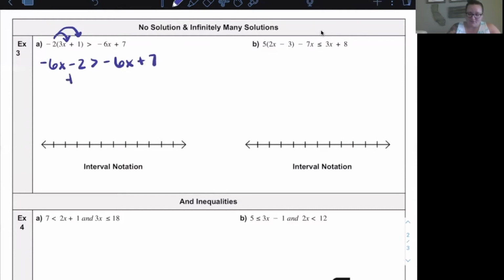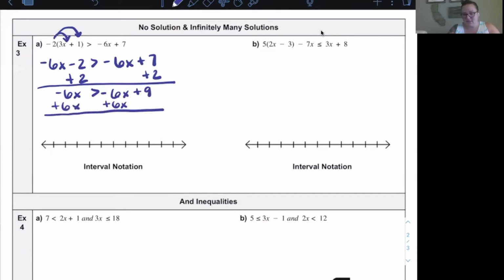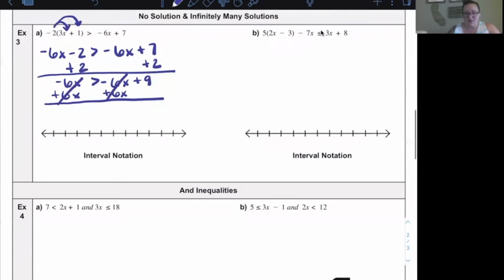I'm going to add 2 to both sides. I get -6x is greater than -6x plus 9. I'm going to add 6x to both sides. And something interesting is about to happen, because what's -6x plus 6x? Well, our variable canceled on both sides. We no longer have a variable in this inequality. We just have 0 is greater than 9.